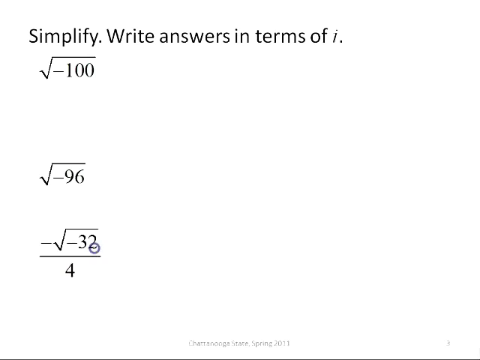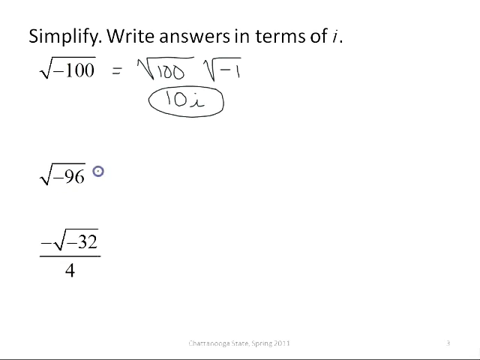Now, let's look at these examples. Here, the square root of -100. I know I can think of that as the square root of 100 times the square root of -1. So because 100 is a perfect square, this ends up to be just 10i.